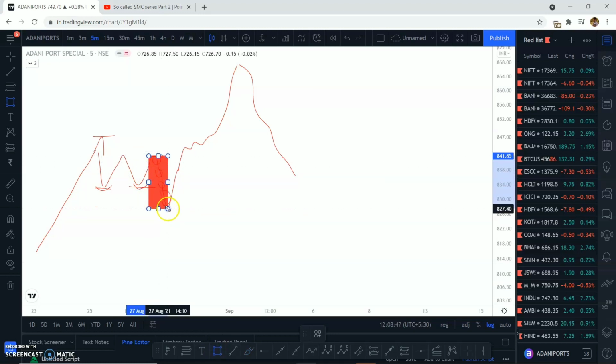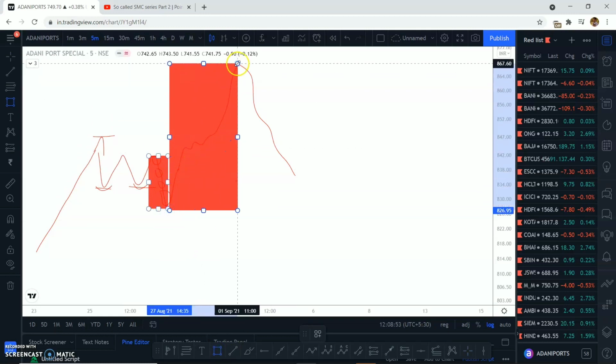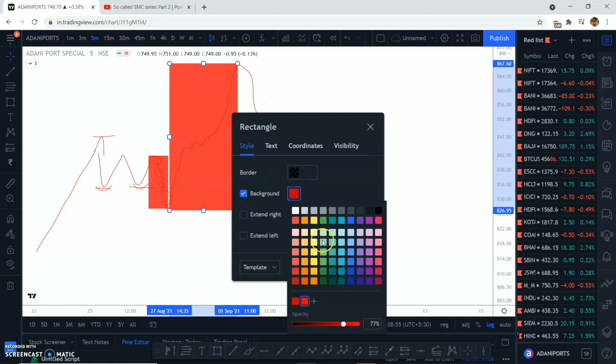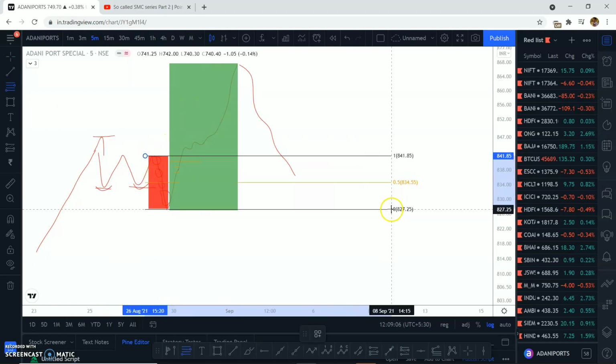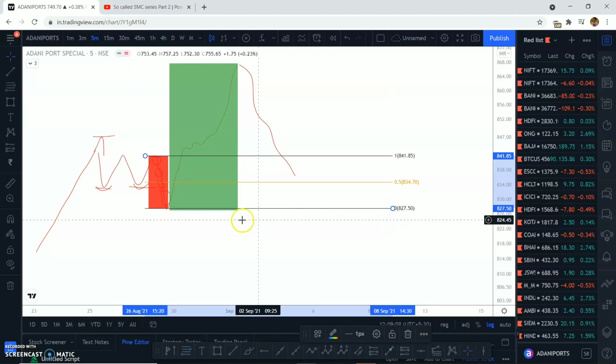Once you identify the start of this down move, all you have to simply do is look at the chart in this way. This is your down candle and this is your up candle. So what do you think this is, guys? I'm pretty sure you must have identified it by now that this is a bullish order block. Mark the 50% of this level.